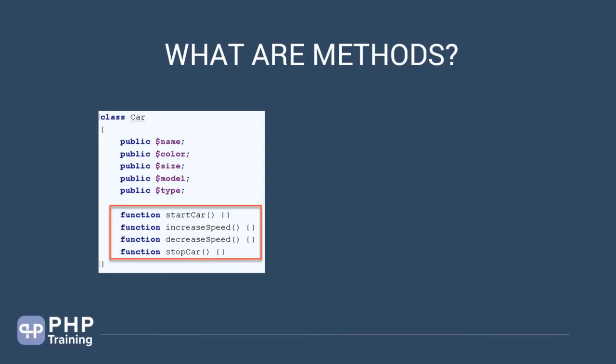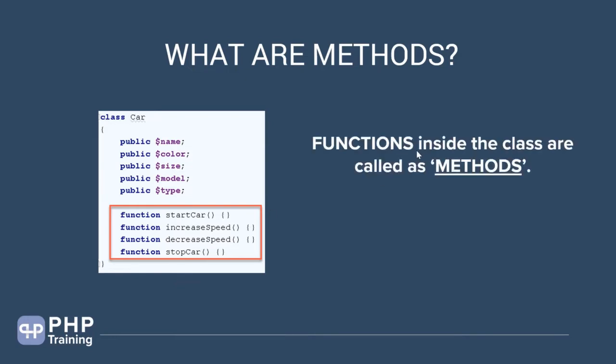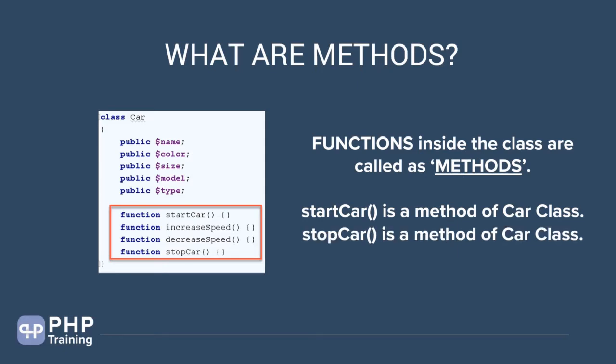Okay, and those are definitely the functions using which you execute the code. And in OOPS, they are called methods. So functions inside the class are called methods. They are the actions that operate on that object. Okay, so start car is a method of the car class. This is how you define it. You don't say start car is a function of the car class. You don't say function anymore, even though you define it with the function keyword, you call it a method because you're speaking in objects. Similarly, stop car is a method of the car class.